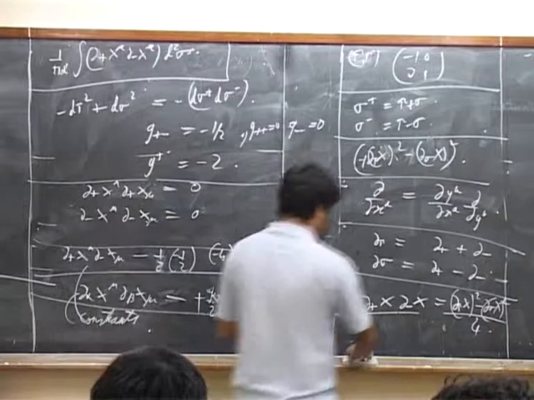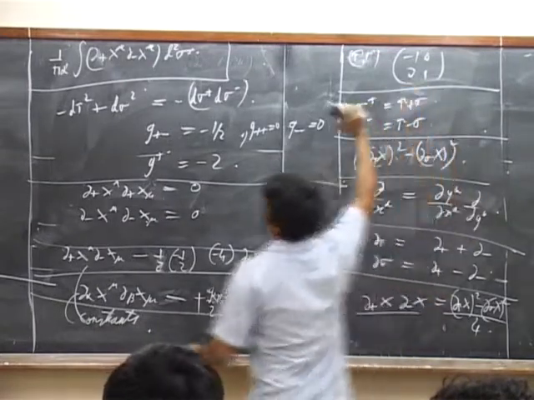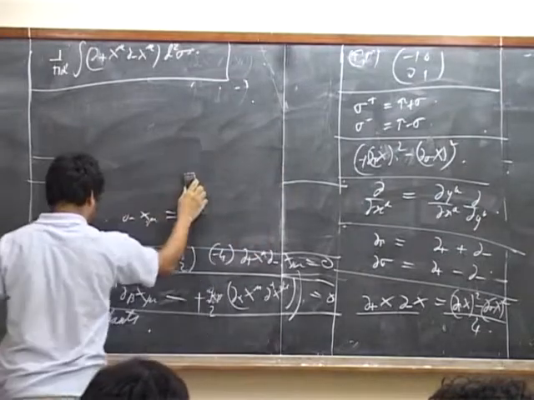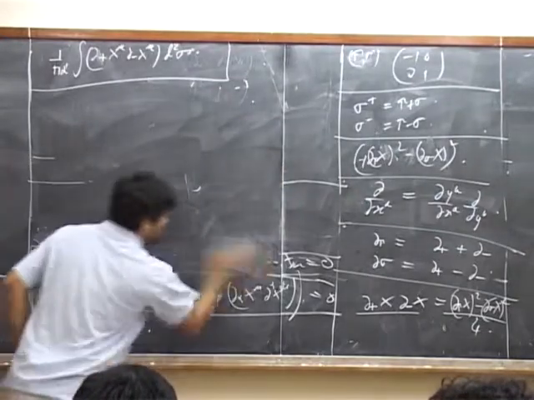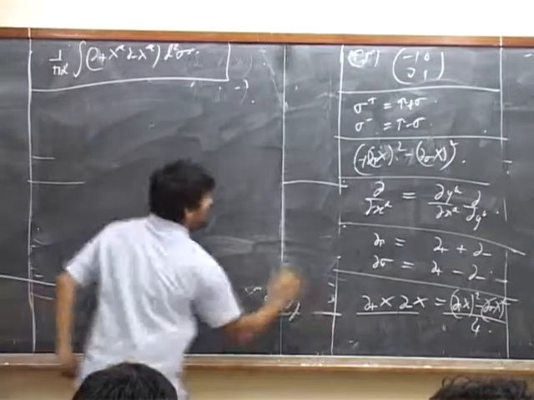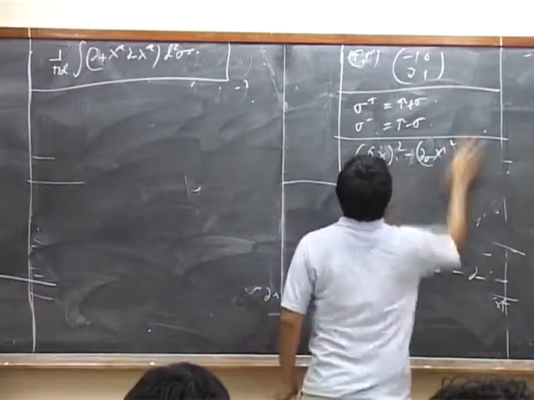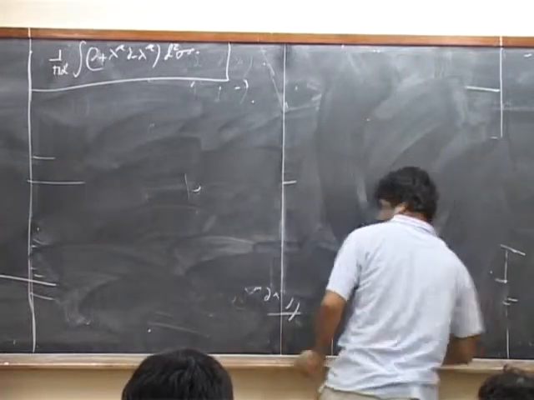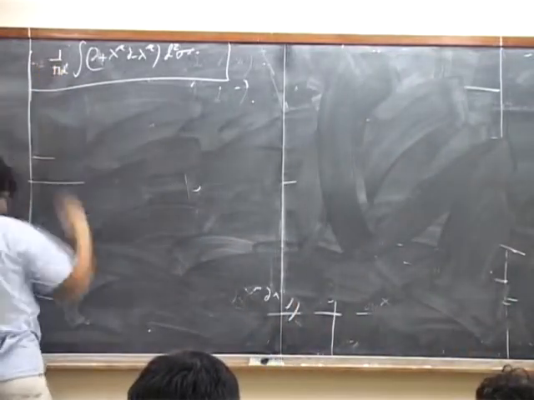Fine. So, let's summarize. What have we got so far? We've understood that what we want to do is to quantize the action that I've written down here. Quantize this action.